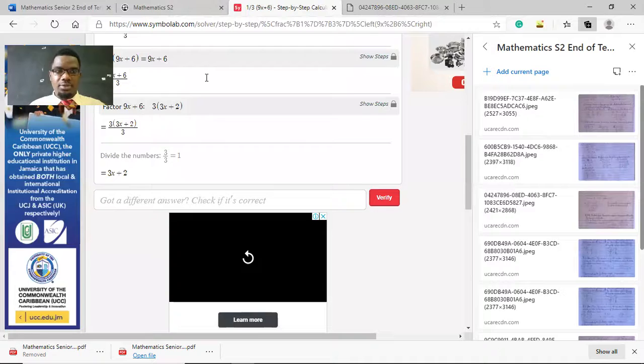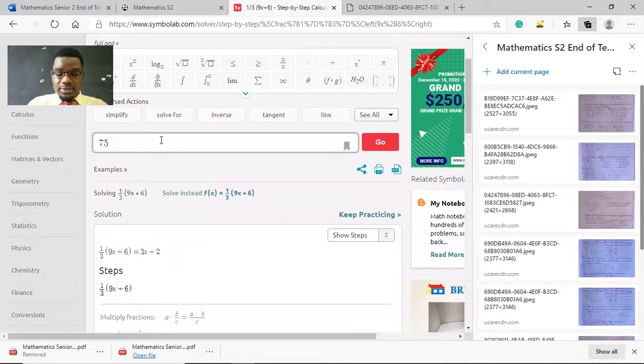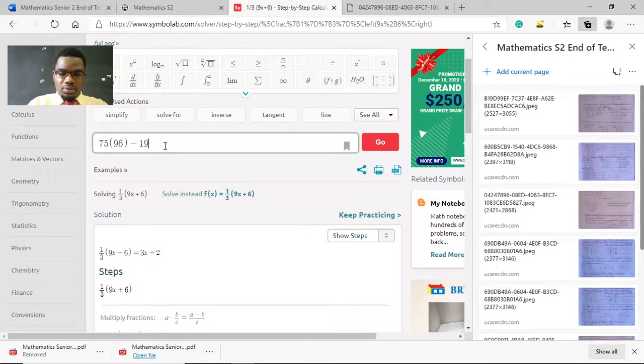Let's prove it. So let's put 75 times 96, minus 1,950. Let's see what we get. We should get 5,100. It's loading up.